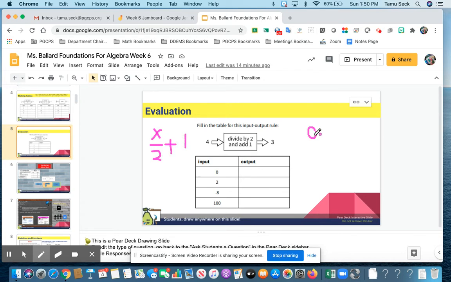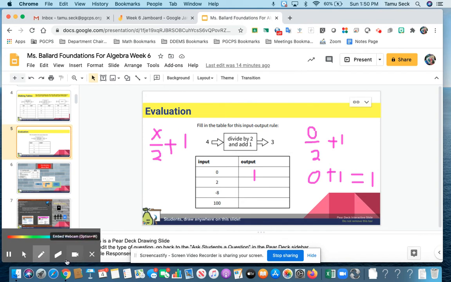So I'm going to start it with you. Take 0, divide 0 by 2, which is 0, and then add 1. And 0 plus 1 is 1. So in the table, I'm going to put 1. Now please pause the video for 3 minutes, and I want the students to finish this problem.